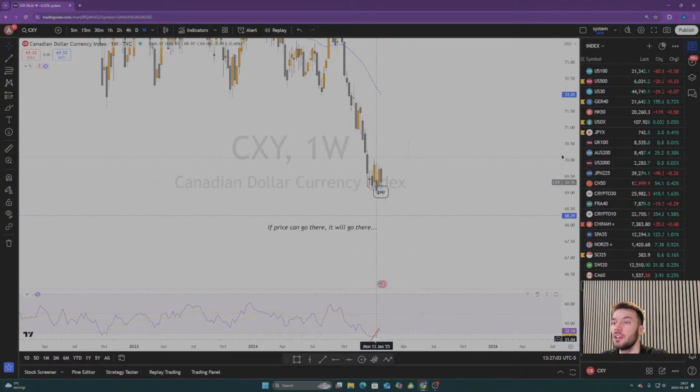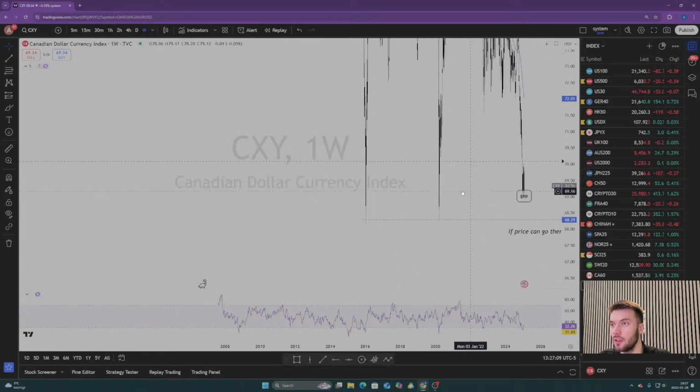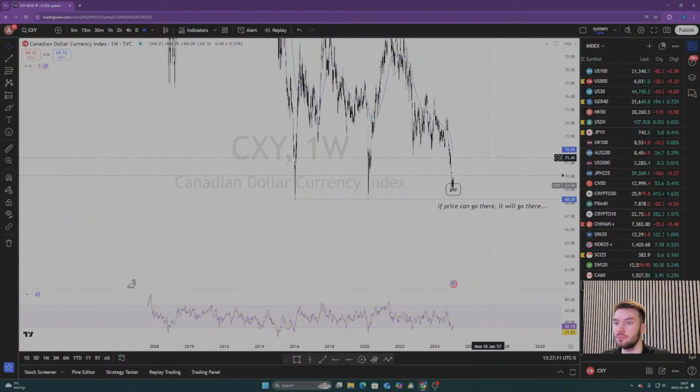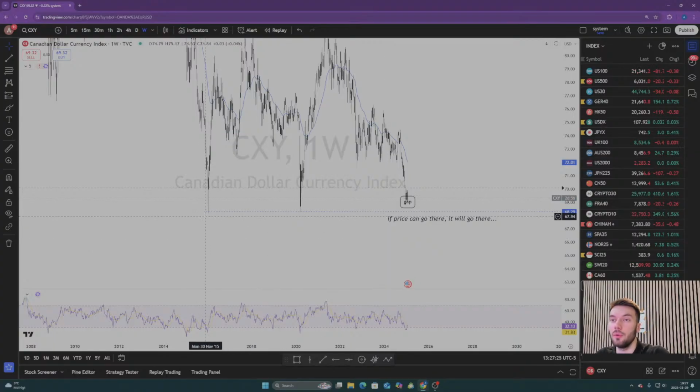Actually, if you look at, we just remove this quickly. If you look at RSI as well, it is oversold. I mean, we kind of could bounce here. But yeah, we have this as a reference point. So, and there is room for that.